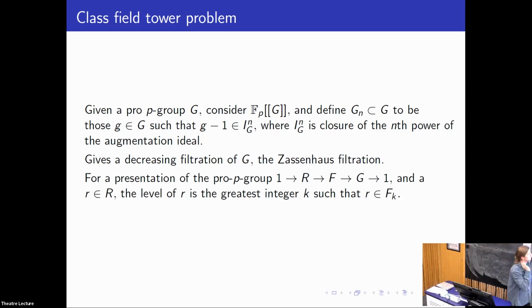And then you can see, if you have the Sassenhaus filtration and a presentation of a group G, then for each R that lives in big R here, you can consider what's known as the level of R. That's the greatest integer k such that R lives in F_k, where F_k is the kth piece of the Sassenhaus filtration of the free pro-p group on F. So this is what you can do: given a pro-p presentation, you can associate a level to certain relations.